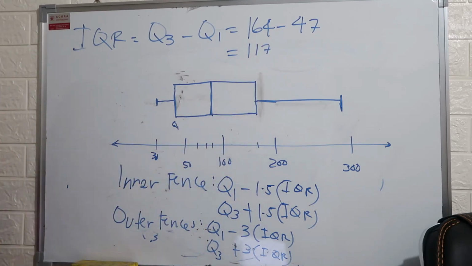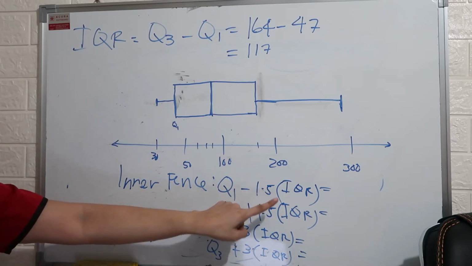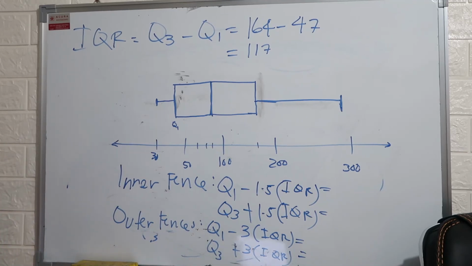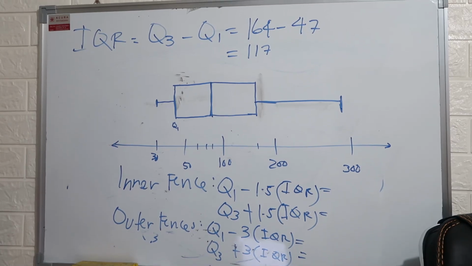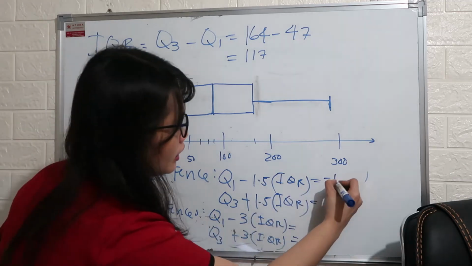Now, substitute lang. Give me the value of inner fences and then outer fences. Using your calculator, substitute lang. What's the value? 164 minus 1.5 times 117. How many? That is negative 11.5. Next.